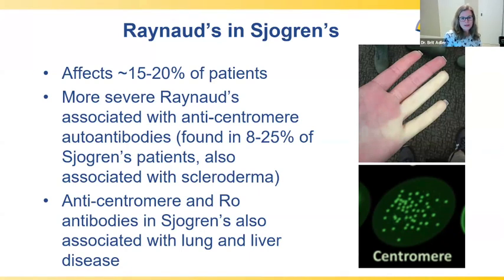In Sjögren's, patients who have Raynaud's that is severe often have anti-centromere antibodies, which if you remember, that's one of the patterns that can occur on the ANA. And centromere antibodies are often found in scleroderma patients who have Raynaud's as well. And when we see centromere antibodies in Sjögren's along with Rho antibodies, those patients tend to have a lot of lung and liver disease.